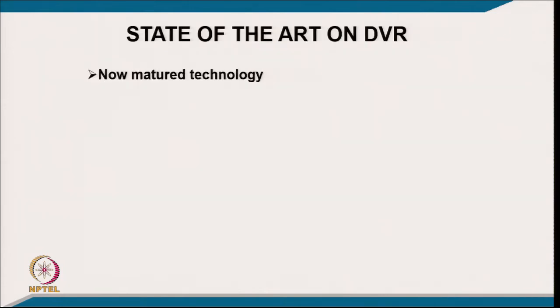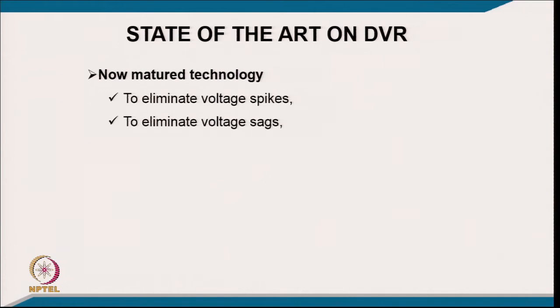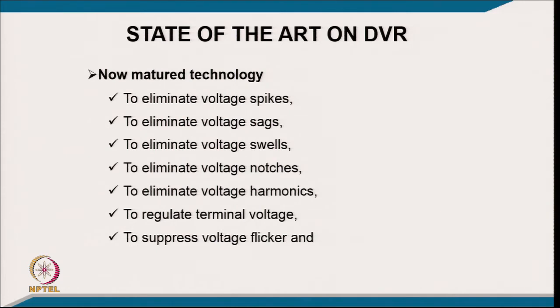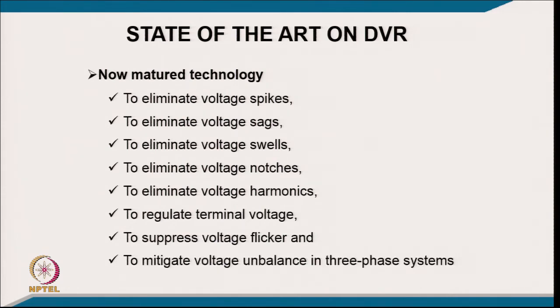So, coming to the state of the art on this DVR or active series compensator. Now, it is a mature technology to eliminate the voltage spike, to eliminate voltage sag, to eliminate voltage swell, to eliminate voltage notches, to eliminate voltage harmonics, to regulate the terminal voltage, to suppress the voltage flicker, and to mitigate the voltage unbalance in a 3-phase system.